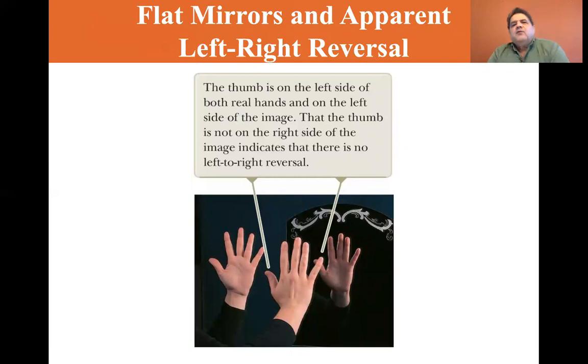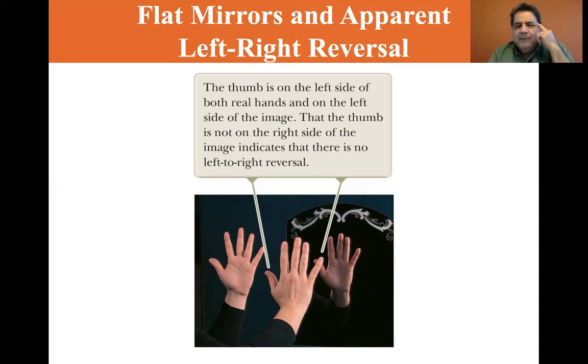Okay, and now flat mirrors and apparent left-right reversal. The thumb is on the left side of both real hands and on the left side of the image. That the thumb is not on the right side of the image indicates that there is no left to right reversal. Left to right reversal is a perception. If I hold my right hand up to the mirror, what is on my right is still to the right. If I hold up my left hand, what is on my left is still to the left.